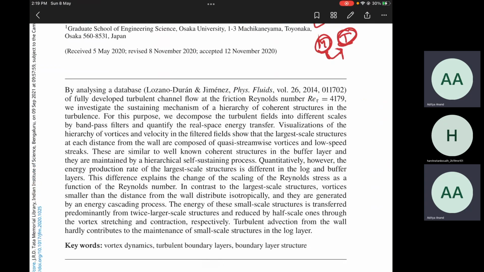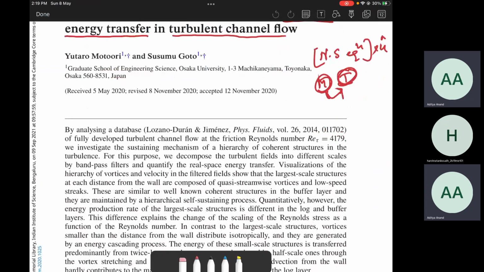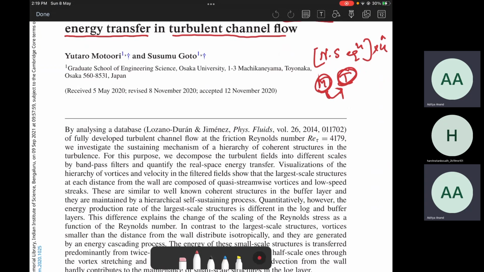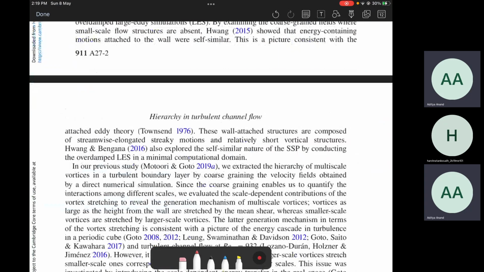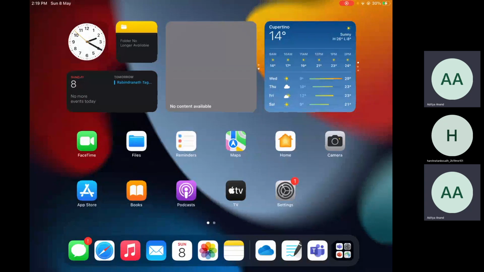So this is a computational work. What they have done is they have performed turbulent channel flow simulations at a Reynolds number of 4,179. Okay, and what they do is they actually extract these coherent structures or these eddying motions.